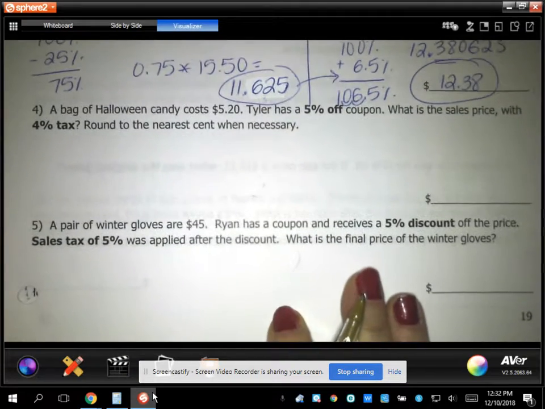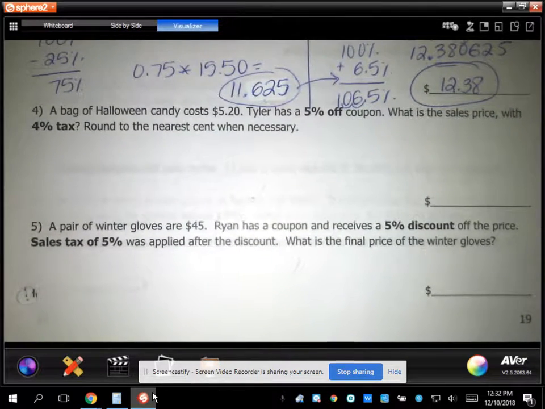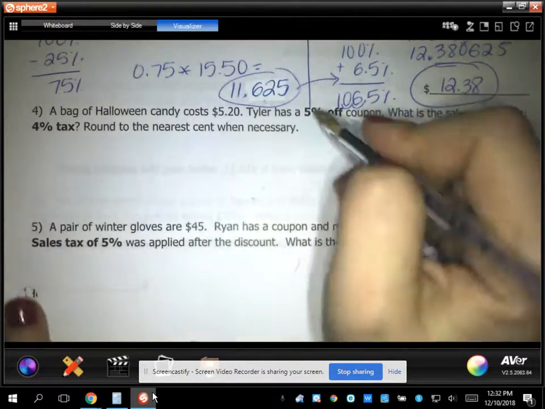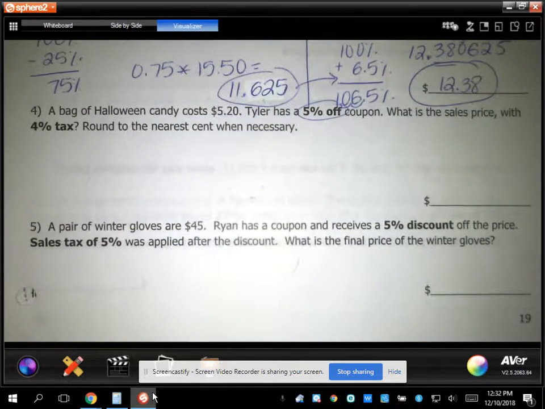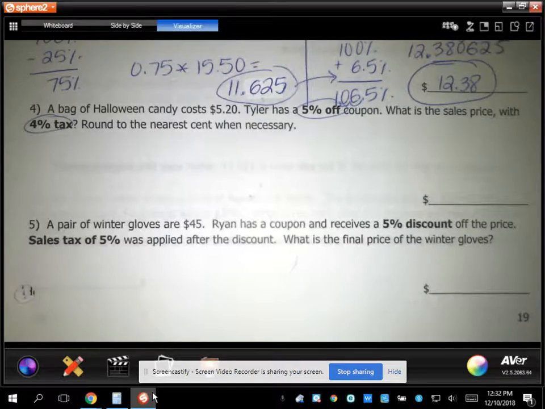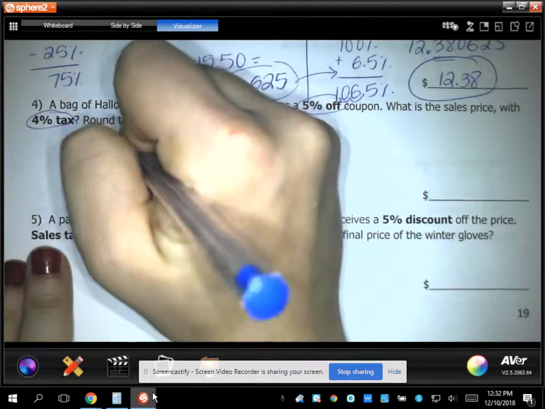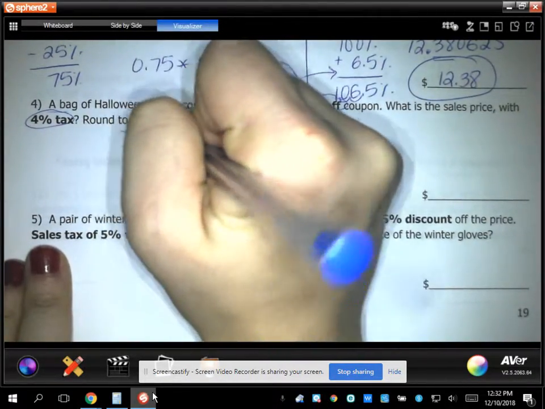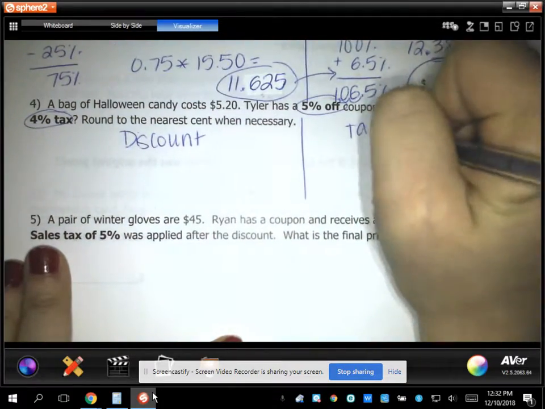Okay, next one. A bag of Halloween candy costs $5.20. Tyler has a 5% off coupon. What is the sales price with a 4% tax? Round to the nearest cent when necessary. So first over here, I'm going to find the discount. And over here, I'm going to calculate the tax.